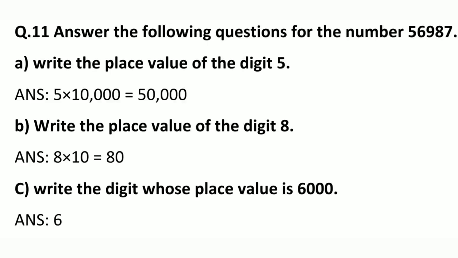C part is write the digit whose place value is 6,000. Now you have to look carefully on the number. The place value of 6,000 here is of the digit 6. So you will write the answer as 6.